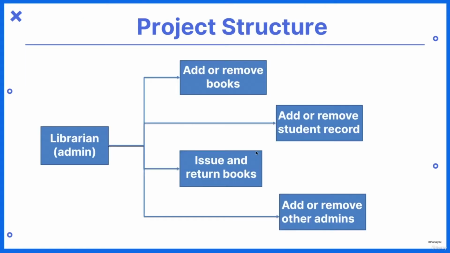Now let us look at the project structure. So what will we be building? We will be building this management system for the librarian. So the first page will contain the login page for the admin. After that, he or she will be able to add or remove books in the library database, and he or she can also add or remove the students who are registered in the library, and the software will also contain the features to issue and return the books, and also the admin can add or remove other admins also.